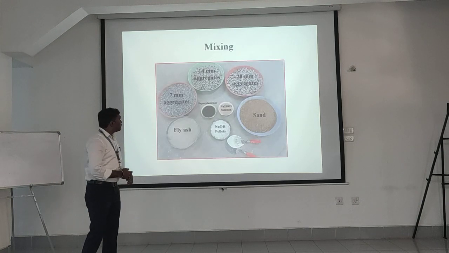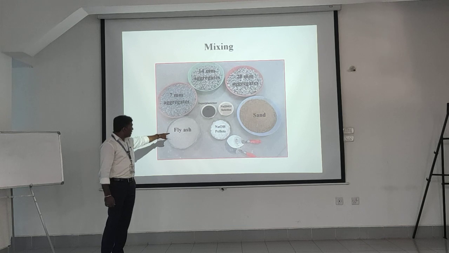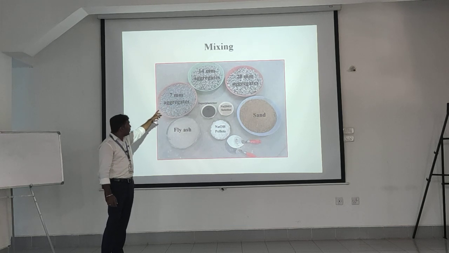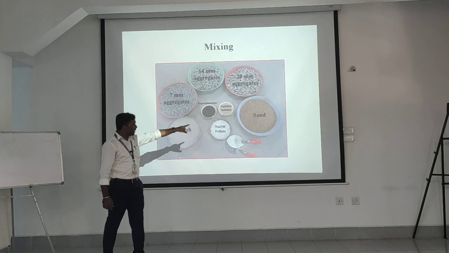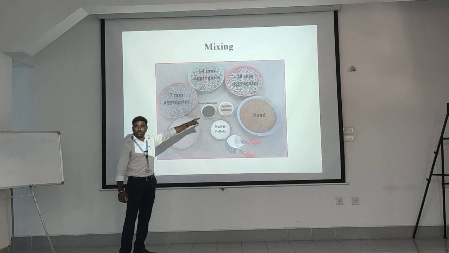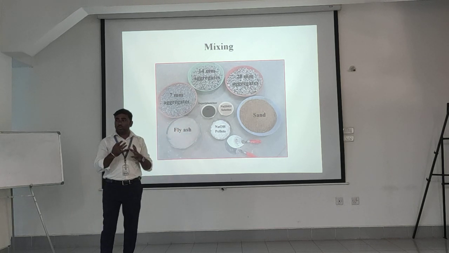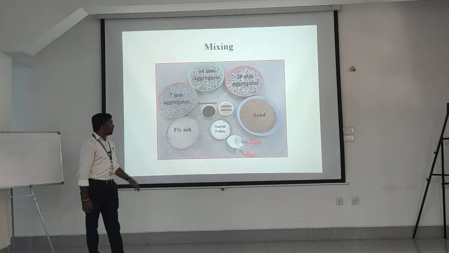Okay, next. Mixing, I already told that fly ash, aggregates of different sizes, 7 mm, 14 mm, 20 mm. Then fine aggregate, here it is sand. Then NaOH pellets as well as sodium silicate solution. Then superplasticizer. So using these ingredients, we are going to manufacture the geopolymer concrete. Okay.